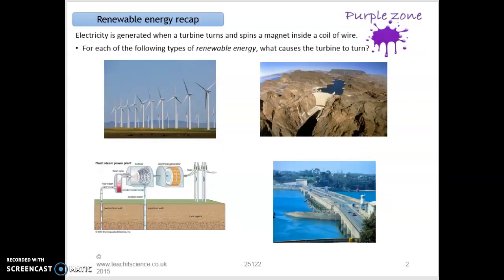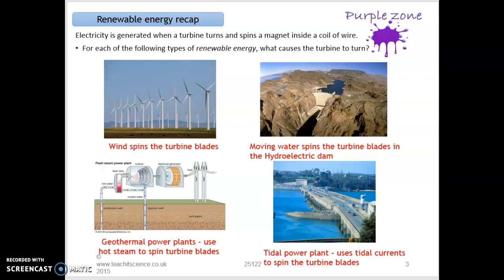First up, let's just recap on a few of the renewable energy resources. So this is energy resources that can be replenished. So look at the pictures here and decide for each of these types of renewable energy what causes the turbine to turn. Remember, the turbine spins the generator and that's how our electricity is generated. So pause the video and have a few minutes to just think about that.